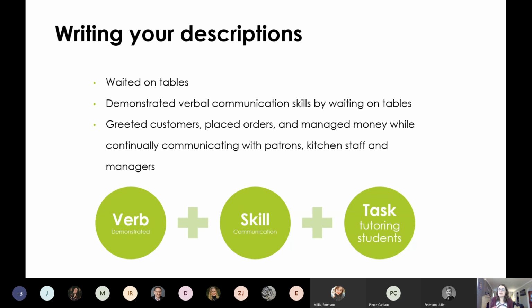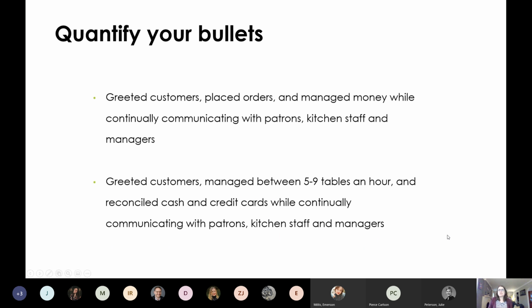This is A plus, and you might not always have the space to do that, but if you do, you might as well tell me. Don't assume I know what you're doing. Just another example of doing that. Anytime you can add numbers onto your resume, that's a nice thing.